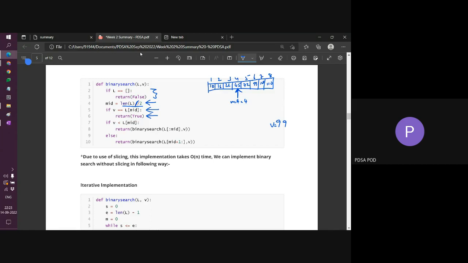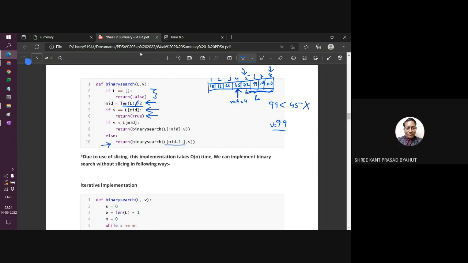It is not. Now B is less than L of mid. What does it mean? Is 99 less than 45? No, it is not true. So you go to the else part, where there is a recursive call on binary search with a new list, defined as the one starting from mid plus 1, which is 5, to the end of the list, which is 8. Now this is the new list L, right?